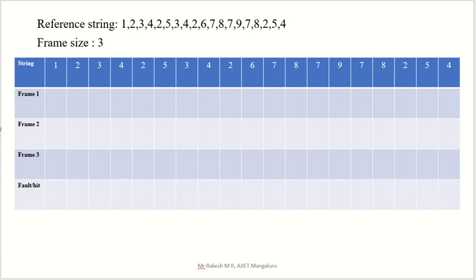Now first we have to start. What is the required page? 1. Is that page there in your main memory? This is your main memory, 3 frames. No. The required page is 1, and that page is not there in main memory. All 3 frames are blank. So we have to take that page from secondary memory to primary memory. If that page is not there in main memory, that is called a page fault. I will represent a page fault with a star mark here.